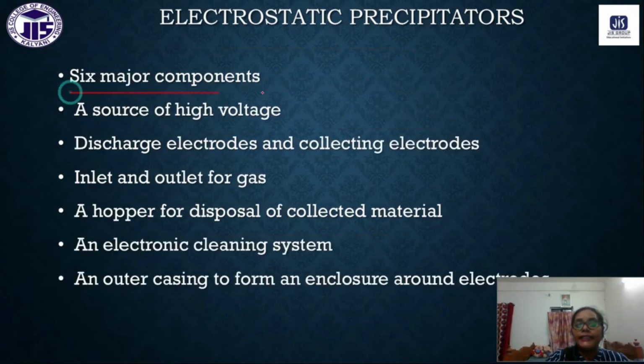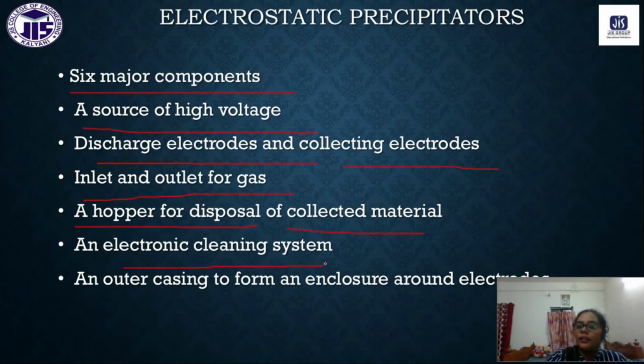Okay, what are the 6 major components? A source of high voltage, discharge electrodes and collecting electrodes we need for this electrostatic precipitator, the inlet and outlet for the gas molecules, a hopper for the disposal of collected material, and an electronic cleaning system also we need. We require these for this electrostatic precipitator, and the outer casing to form an enclosure around the electrodes. Okay, so these are the 6 major components that we require for this equipment.